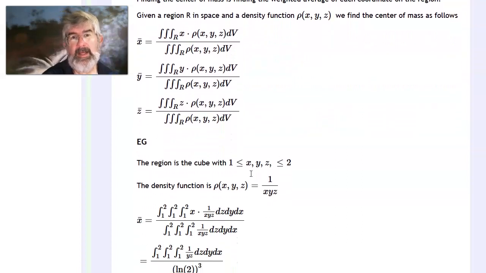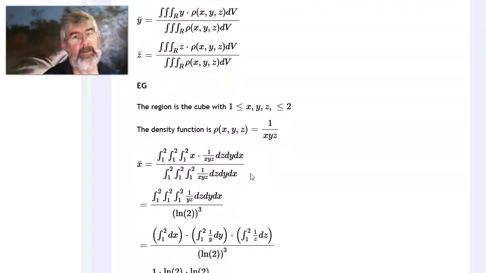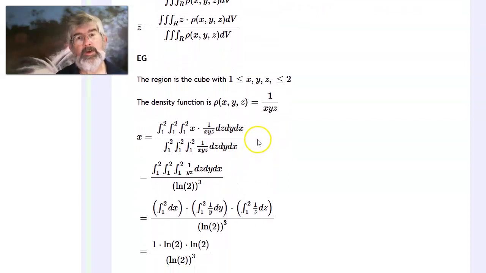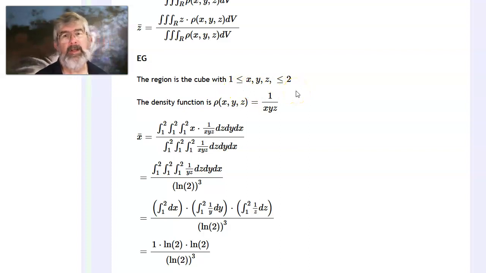I want to do one example of this. It is the same example I calculated the mass of in the previous video. So this is a cube. All the edge lengths are 1, but rather than sitting it down at the origin, I have one corner at the point (1, 1, 1) and the opposite corner at the point (2, 2, 2). So all the x, y, and z values are between 1 and 2. And I'm giving it the same density function I did before, 1 over xyz.